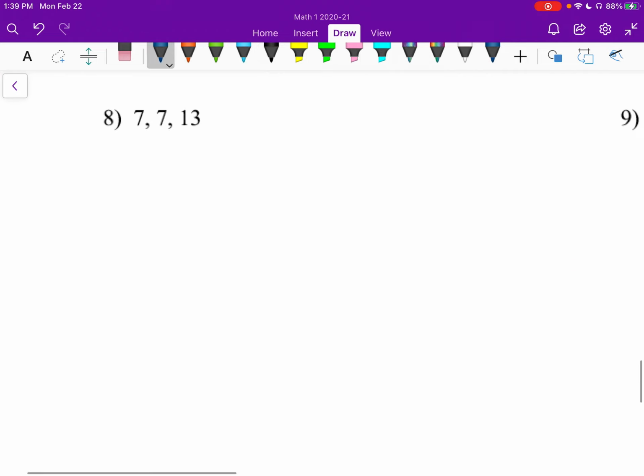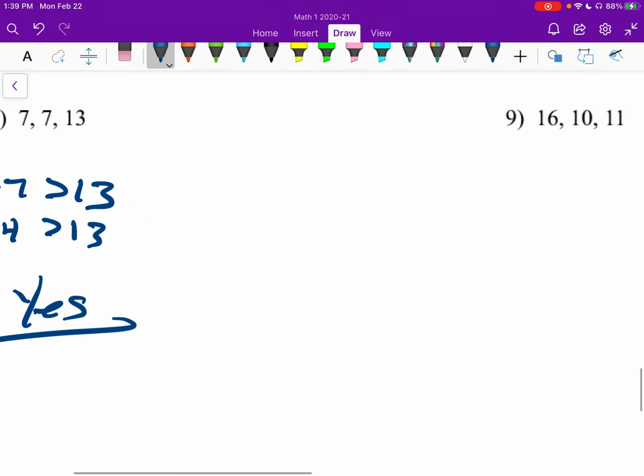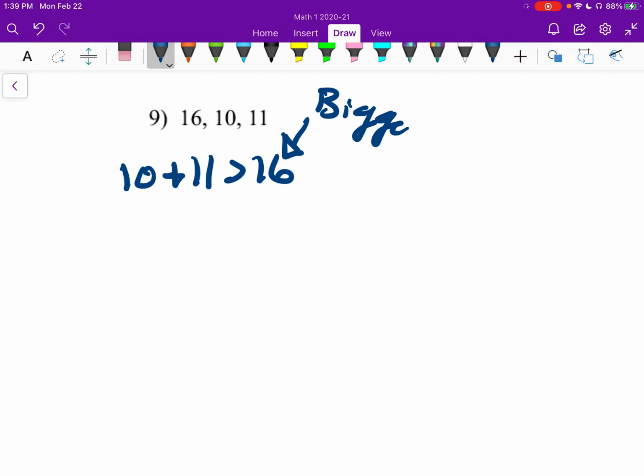Number 8. 7 plus 7 is greater than 13. Well, 7 and 7 is 14, which, yeah, that works. Number 9, we have 10 plus 11 is greater than 16. Remember, I'm putting the biggest side last. Well, that works, so yes, it's going to be a triangle as well.